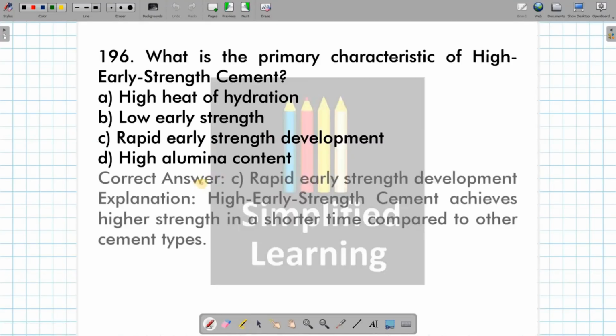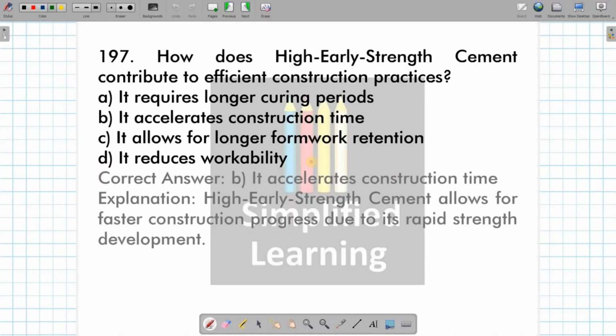What is the primary characteristic of high early strength cement? Rapid early strength development, obviously, is going to be the answer. And how does high early strength cement contribute to efficient construction practices? It accelerates the construction time. See, its early strength is achieved, less time is consumed, thereby it will be reducing the construction time. It accelerates the construction process.